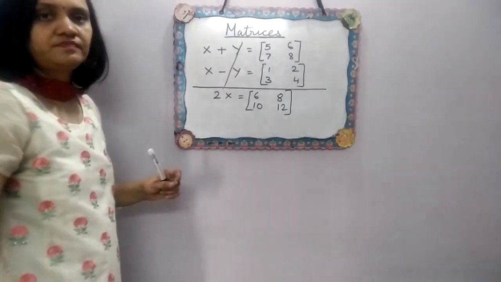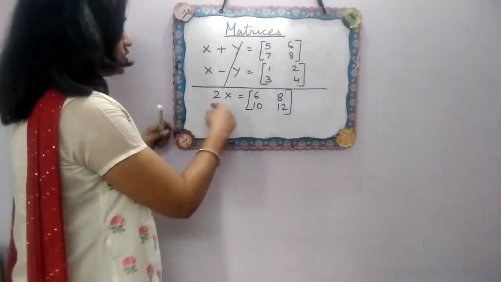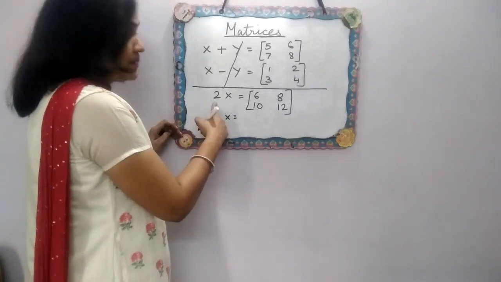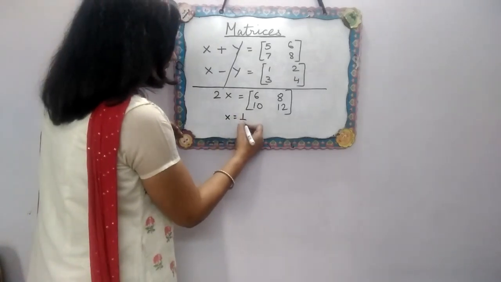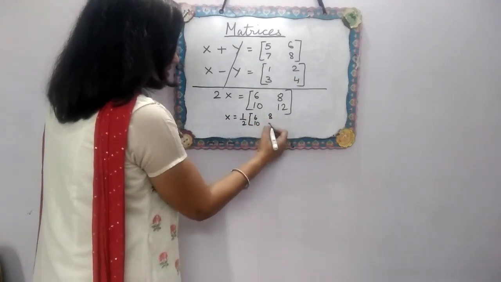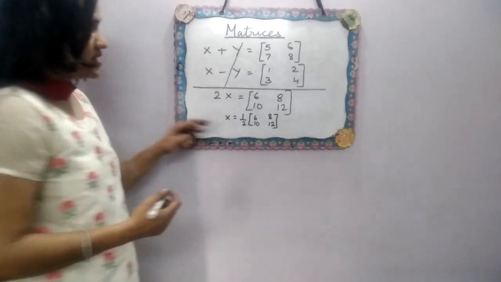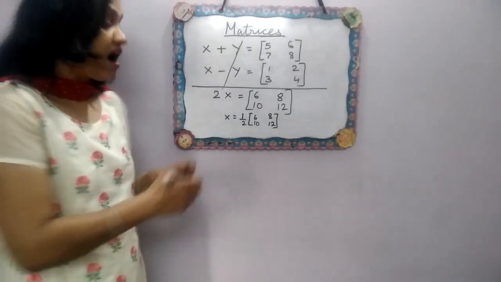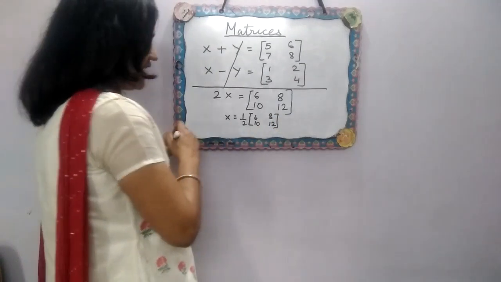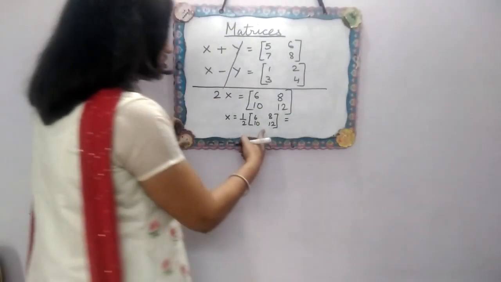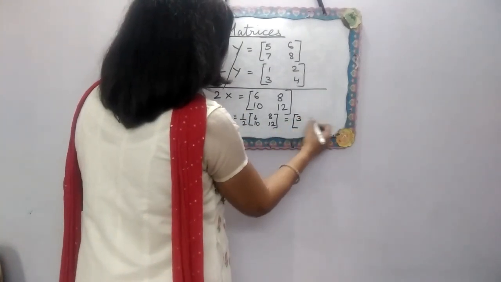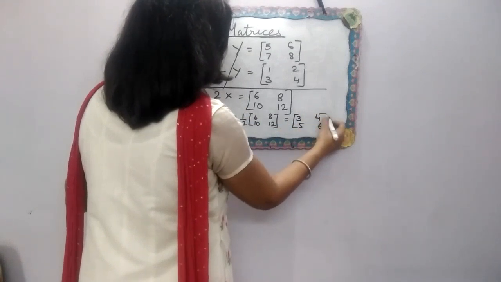So over here we have 2x equal to this much, but we want the value of x, so we need to remove the 2. By cross multiplication, the 2 will come down here and we'll get 6, 8, 10, 12. And what is this? This is the scalar half, and every element of this matrix has to be multiplied by the scalar half, or you can say every element of this matrix has to be divided by 2. And what do we get? We get 3, 4, 5 and 6.